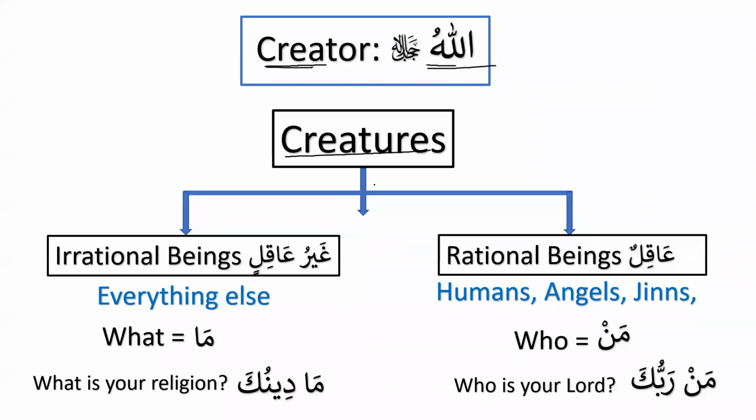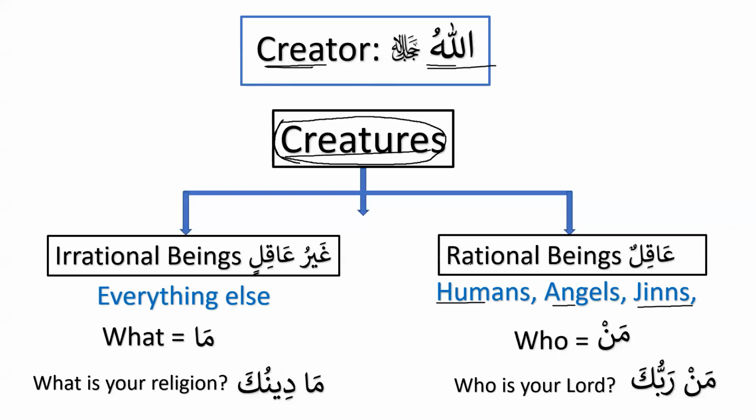If you focus on this now, there are only two types of creatures. Number one, we call them aqilun, that means rational beings, and they are only three: humans, angels, and jinns. Only three rational beings. And of course, we are talking about makhluqat, creatures. Allah subhanahu wa ta'ala is the Creator.